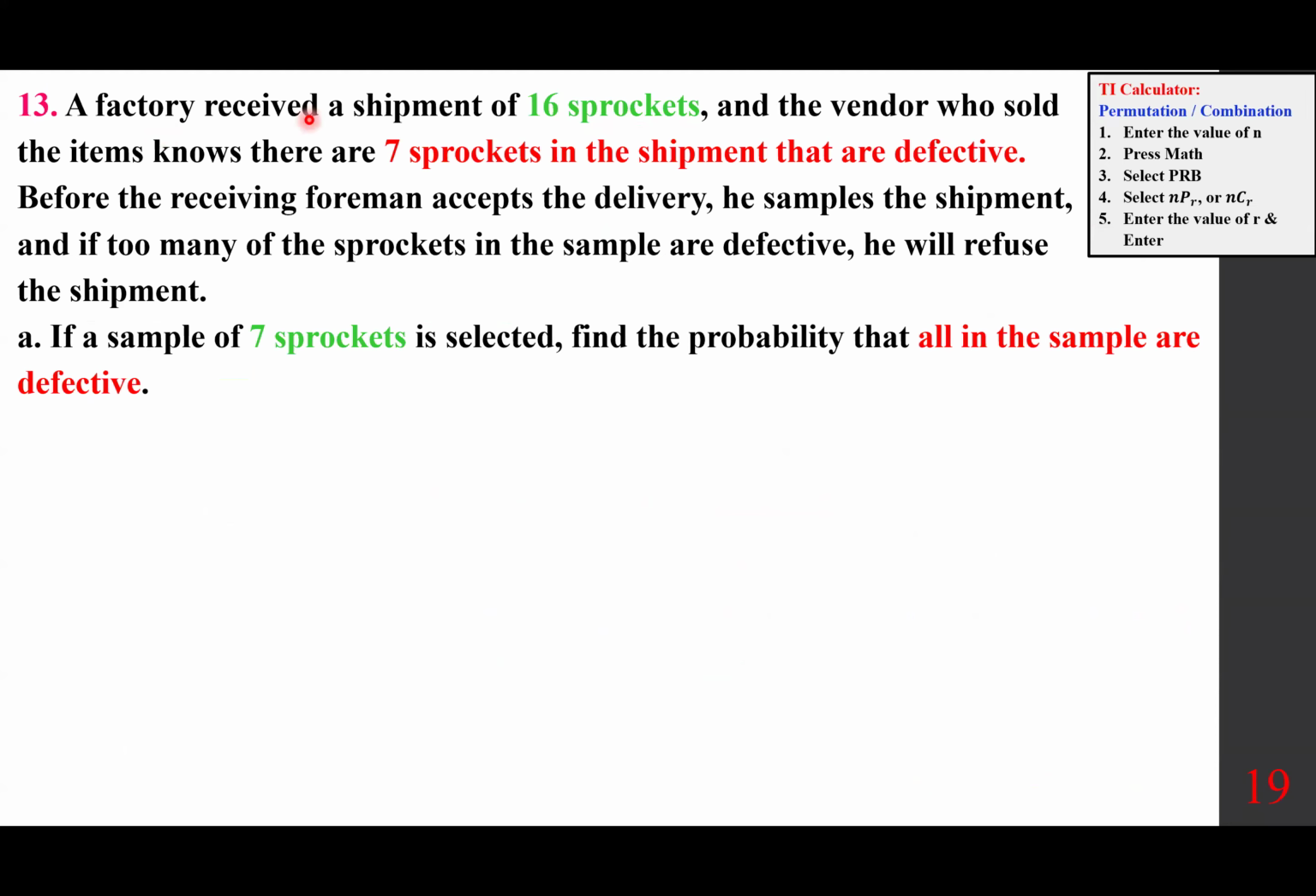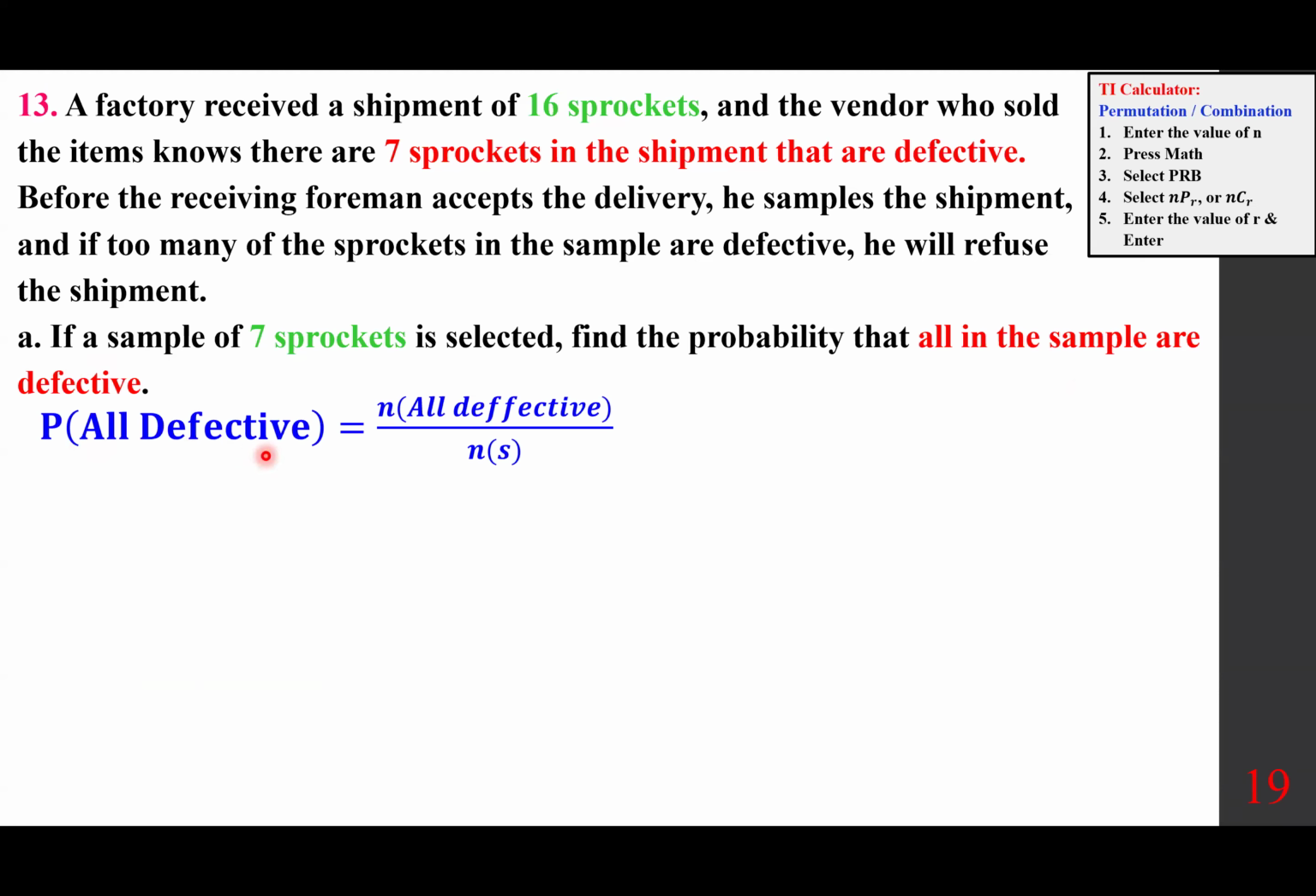A factory receives a shipment of 16 sprockets, and the vendor who sold the item knows 7 of them are defective. Before the receiving foreman accepts the delivery, he samples the shipment, and if too many of the sprockets in the sample are defective, he will refuse the shipment. If a sample of 7 sprockets is selected, find the probability that all in the sample are defective.